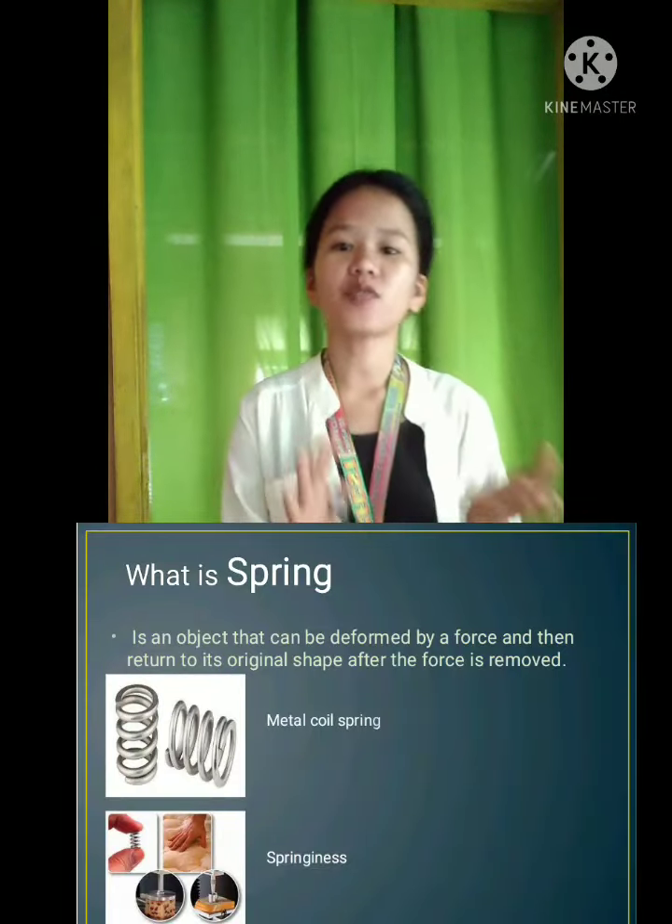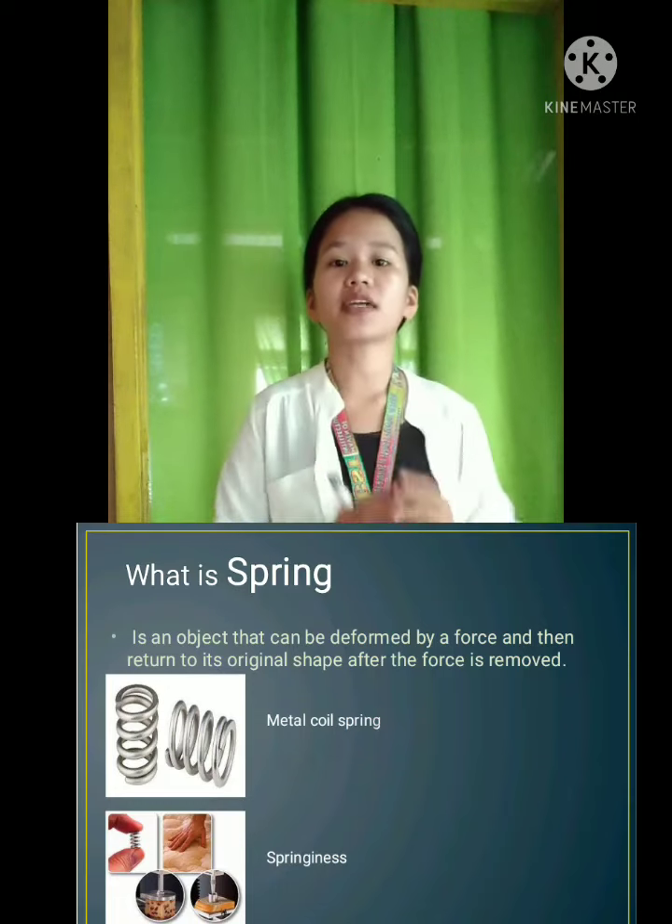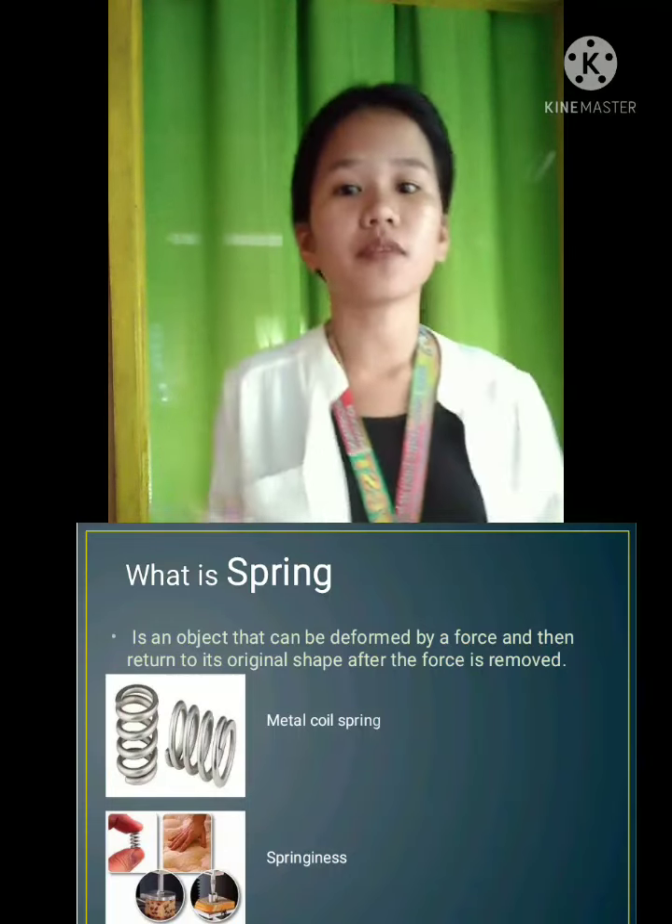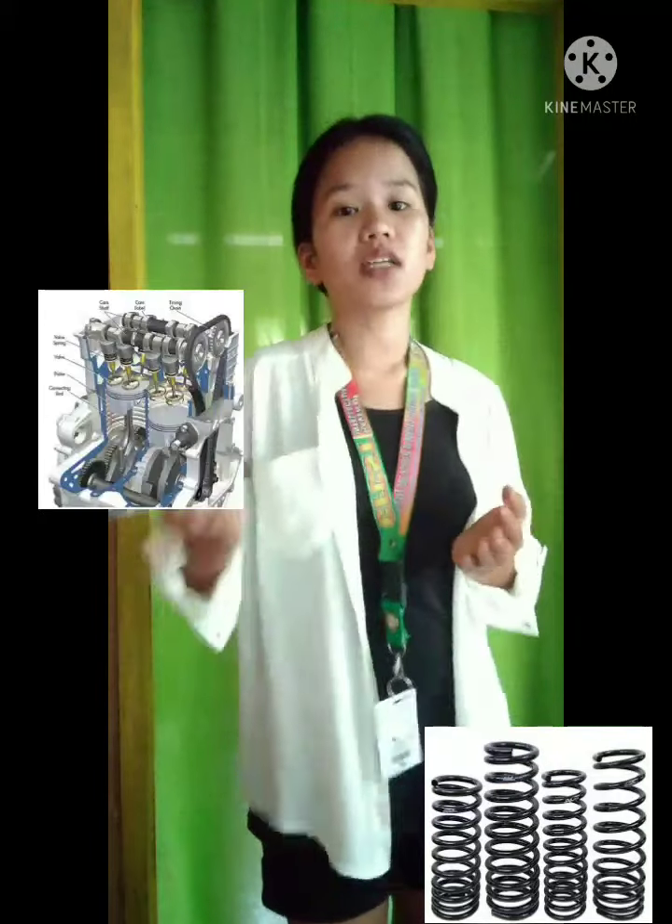Spring is an object that can be deformed by a force and then return to its original shape after the force is removed. Springs come in a huge variety of different forms, but the simple metal coil spring is probably the most familiar. Springs are an essential part of almost all moderately complex mechanical devices, from ballpoint pens to racing car engines. There is nothing particularly magical about the shape of a coil spring that makes it behave like a spring.